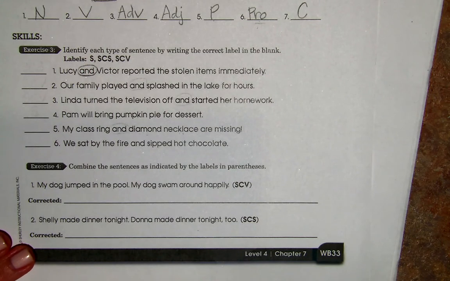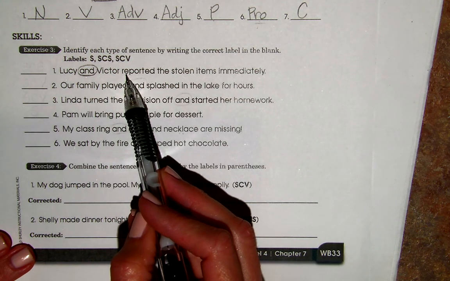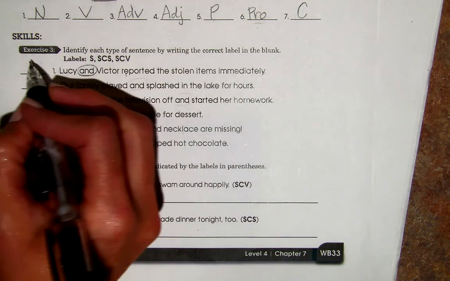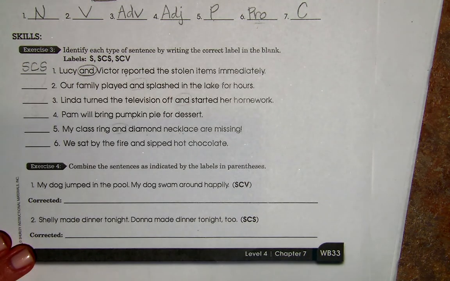Then I'm going to see, is this combining two subjects or two verbs? I know that my verb is reported, because if I were classifying the sentence, I would ask the question, who reported the stolen items immediately? The answer would be Lucy and Victor, and those are compound subjects. So this is a simple sentence with compound subjects. You will learn more about actual compound sentences and even complex sentences later on, but that is why it's important to label that as simple. These are simple sentences, but this one has a compound subject.